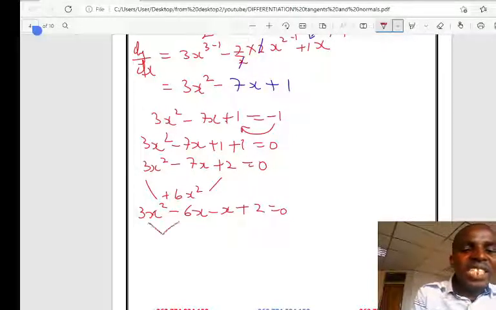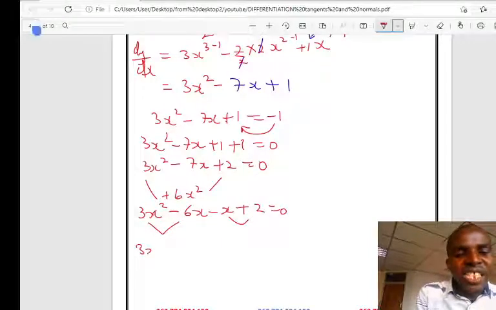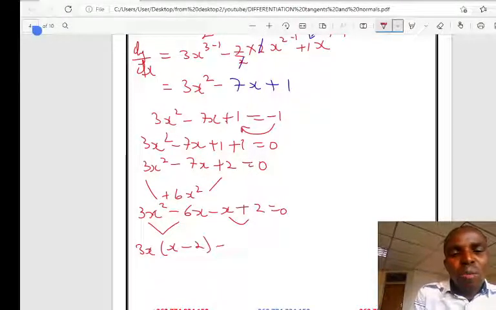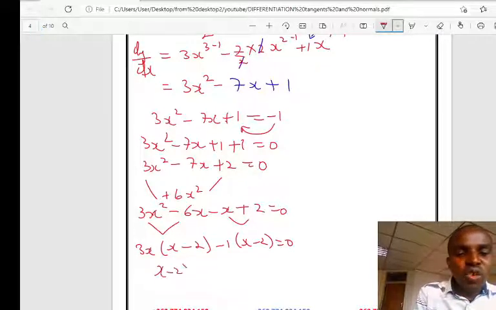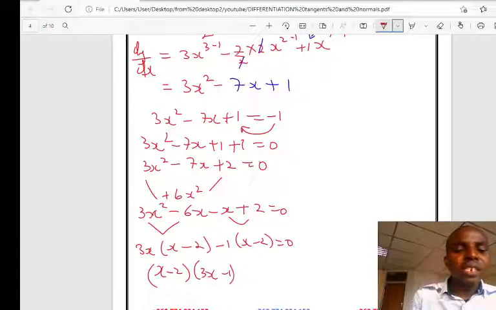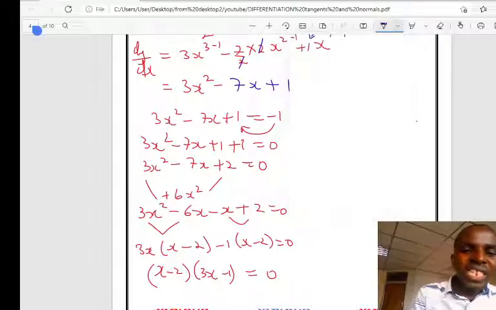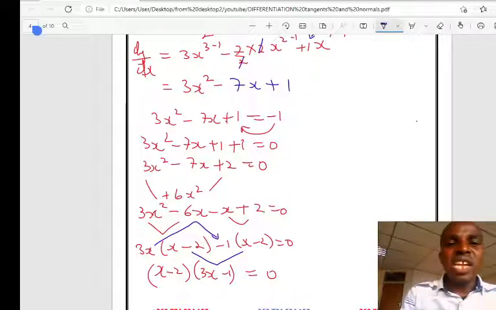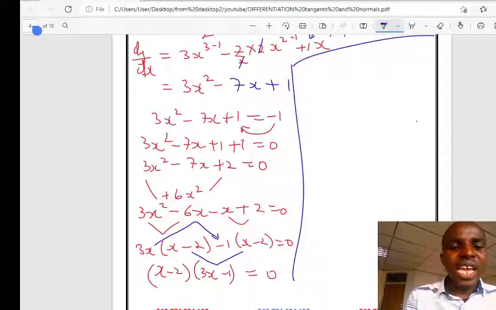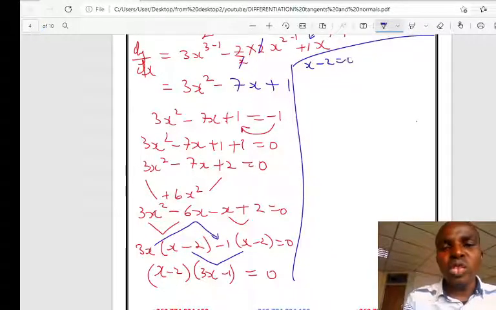Then you take this and this, this and this. You factor out 3x here, x minus 2, minus, factor out 1 here, x minus 2, equals 0. Then x minus 2 is the same, so you write x minus 2, then 3x minus 1, equals 0. These are the values outside the brackets, 3x and minus 1. So it will be like this. Then you find the values of x: either x minus 2 is equal to 0 or 3x minus 1 is equal to 0.